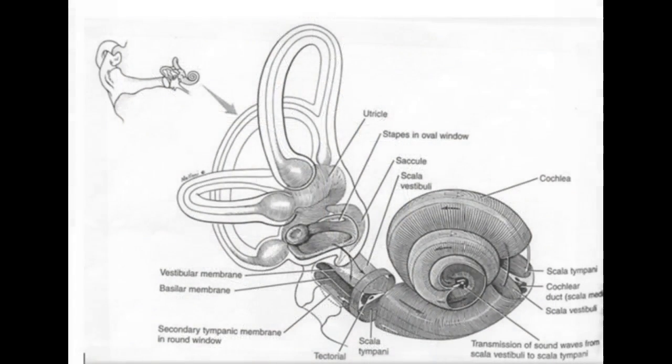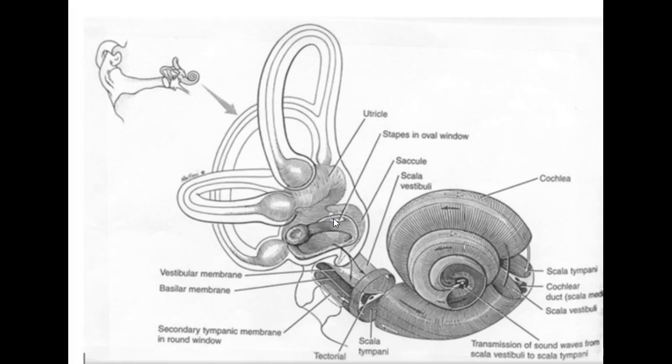So next we're going to talk about the inner ear. The inner ear contains the vestibular system, which is this part, and this is what controls your balance. And it also contains the cochlea, which is this part that looks like a snail shell. As we said before, here is the oval window where the footplate of the stapes sits.